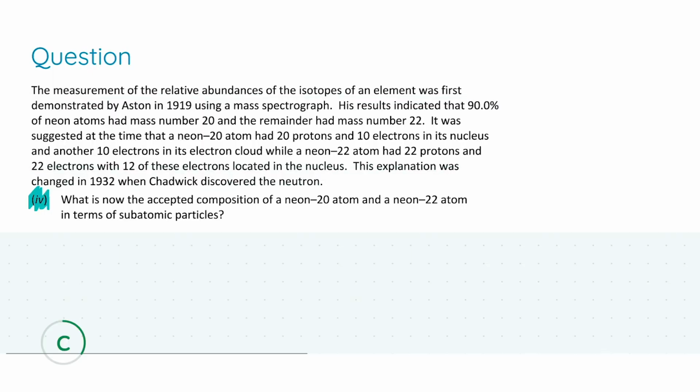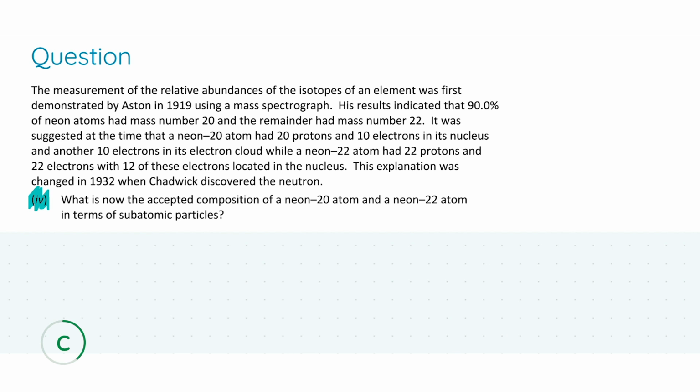In part 4 here, we're given a big block of text, as always with these types of questions. We are told about the measurement of relative abundances of an isotope, and about some guy who was doing it and the results he got. It seems he was working with neon quite a bit. And what we were told here is that neon atoms have a mass number of 20, and the remainder had a mass number of 22.